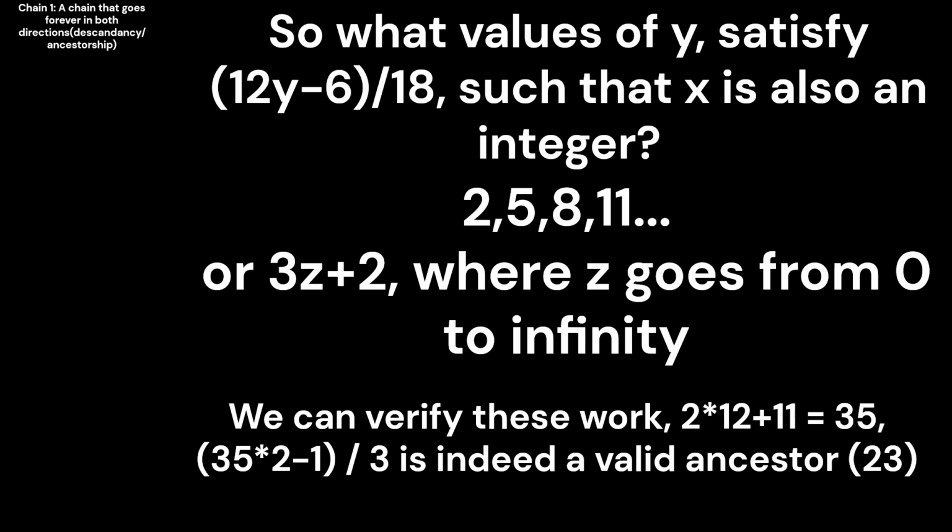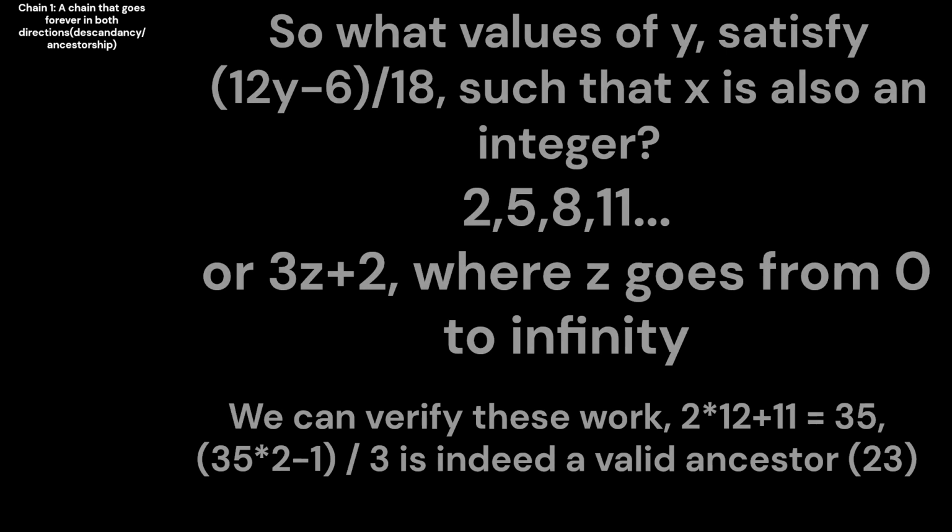To get back to the normal numbers, we plug 2 back into 12y plus 11. So we get 2 times 12 plus 11 is equal to 35. Now we can check whether or not this does descend from an immediate increase by taking the ancestral relationship. We do this by saying 35 times 2 minus 1 over 3, and that is equal to 23. 23 is not again divisible by 3, therefore it is a valid immediate ancestor.